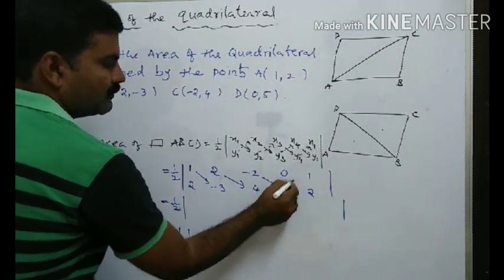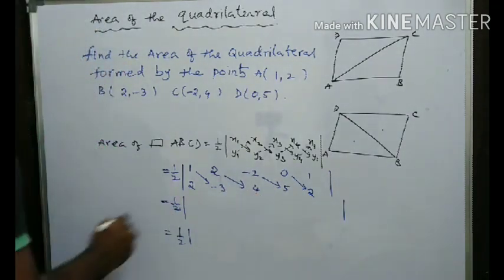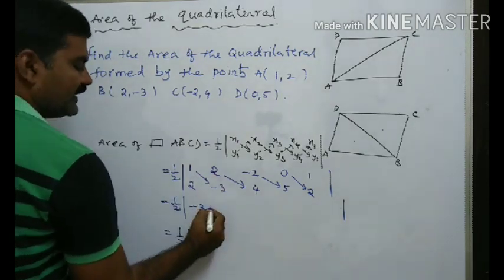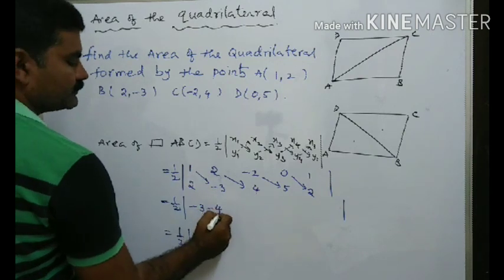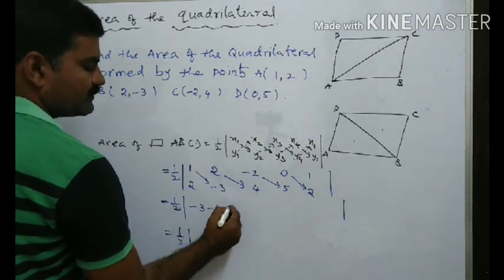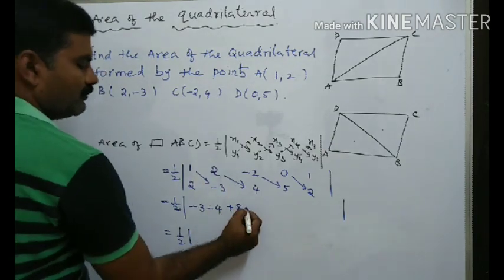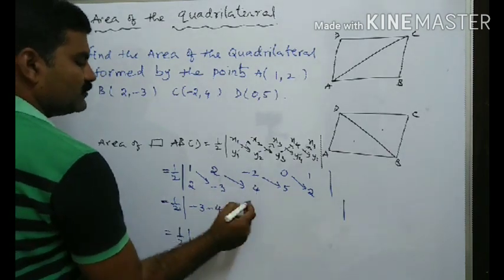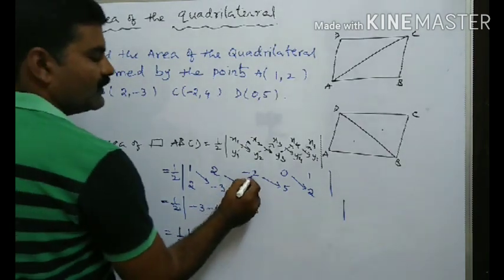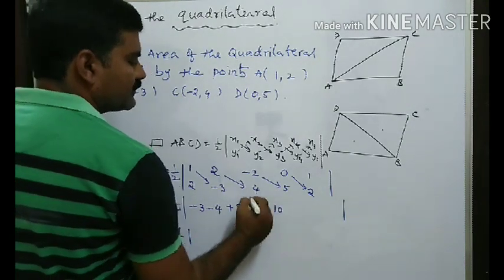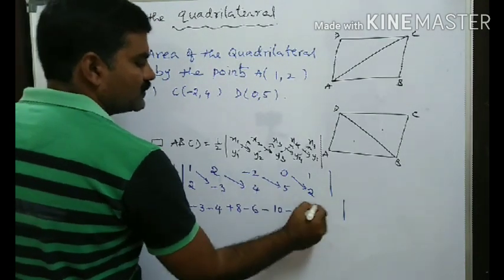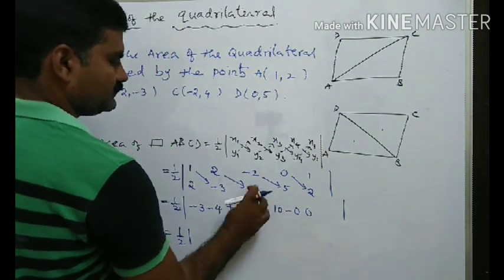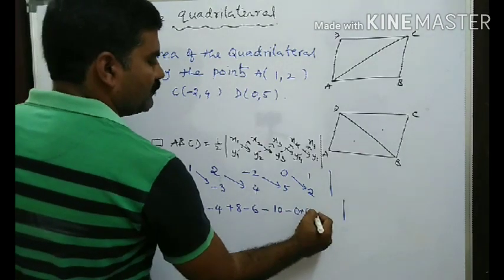Now we need to multiply along these arrows. 1 into -3 is -3, and this direction is always minus. 2 into 2 is 4, and 2 into 4 is +8. Minus of -3 into -2, which is +6, so it becomes -6. -2 into 5 is -10. Then 0 into 2 is 0, and -5.